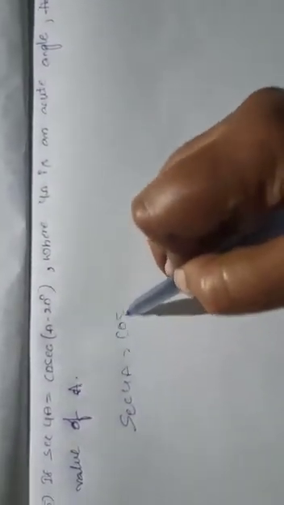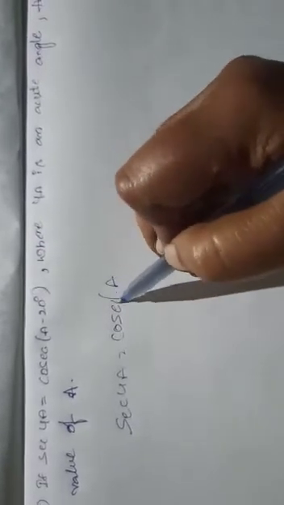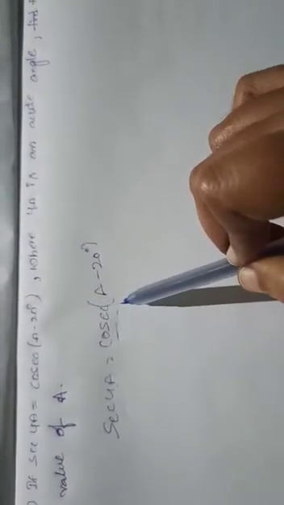Next example, if sec 4a equals cosec(a minus 20 degrees), where 4a is an acute angle, it means 4a is less than 90 degrees. Find the value of a. The given condition is sec 4a equals cosec(a minus 20 degrees). Here you have to find the value of a. See, secant and cosecant are different trigonometric ratios. In this case we can't equate the angles.